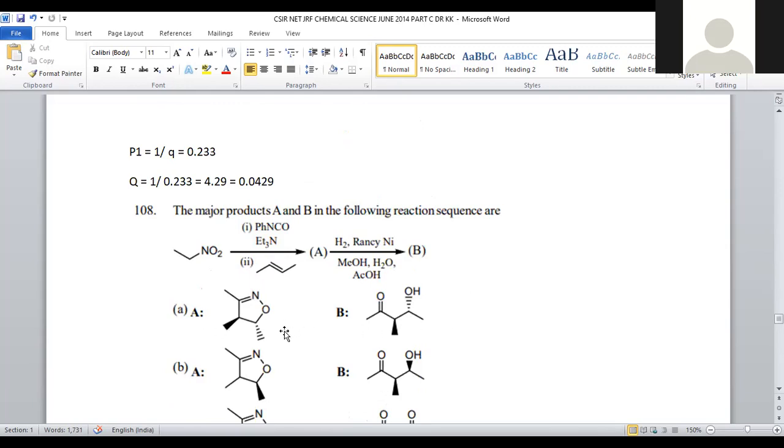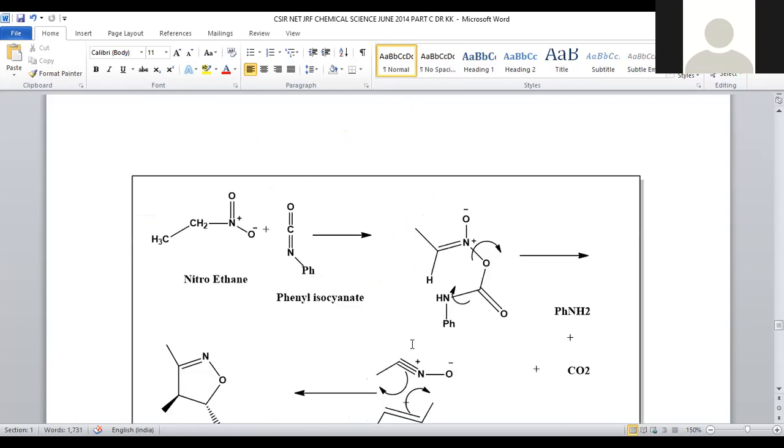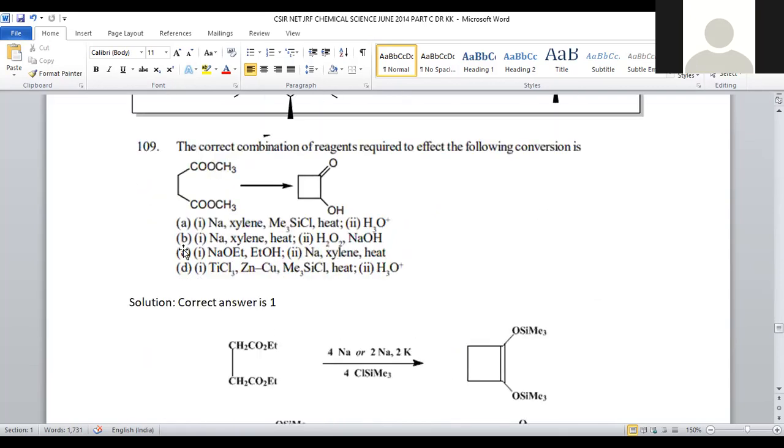Both are given correctly along with the right stereochemistry in option number 1. For question number 108, option number 1 is the correct answer. Let us move on to question number 109. Again, it is a part of organic chemistry.